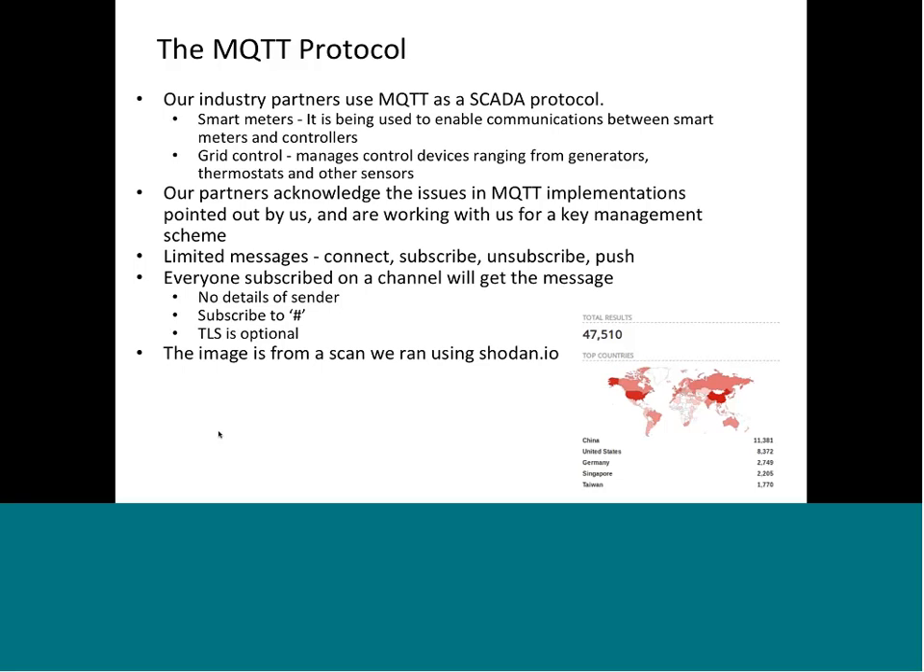The industry partners that we have are making use of MQTT as a scalar protocol. They are using it in smart meters and in grid control. And from our conversations with our industry partners, they acknowledge that the MQTT protocol and its implementations have several issues, and we will talk about that in the next slide. As you can see from our scan, there are several of them in China and in the US.